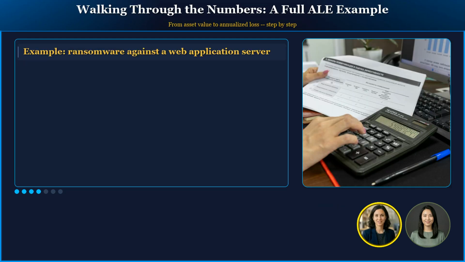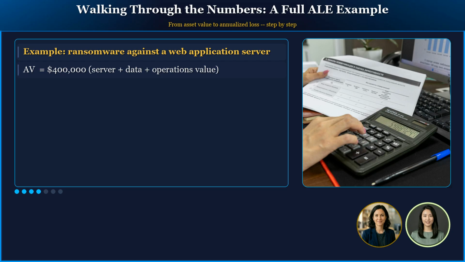Let me walk you through a complete annualized loss expectancy calculation. You have a web application server. Its business value, including the data it holds, the revenue it drives, and the operational cost if it goes down, is $400,000. The threat is ransomware.